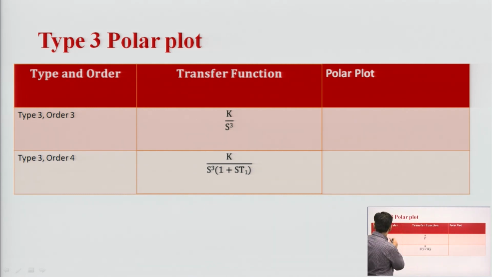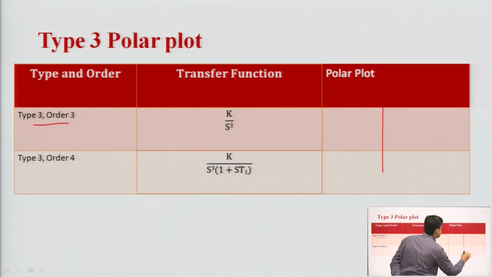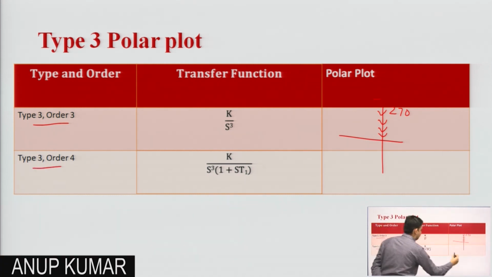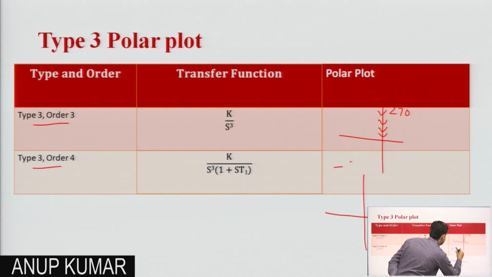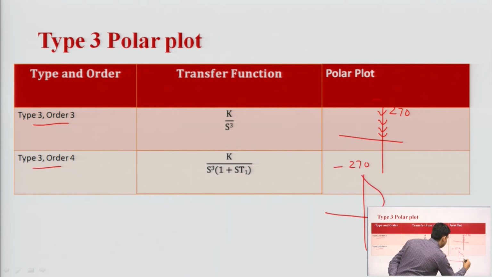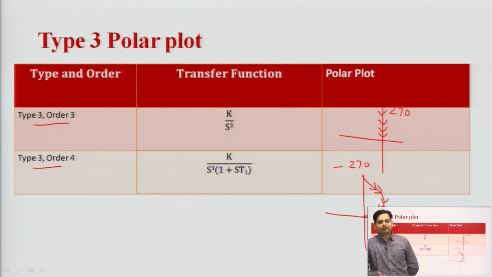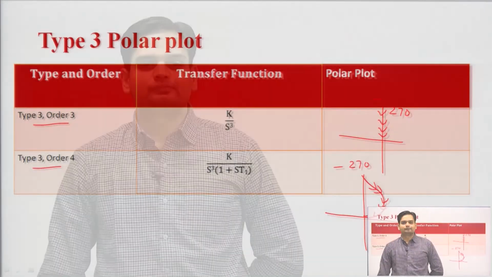In the same way, when you go for type 3 order 3, your polar plot starts from minus 270, and this will be the polar plot. When you go for type 3 order 4, the polar plot starts from minus 270 and it will terminate at minus 360. So, directly we are doing this without any calculation. This is basically the polar plot whenever there is no zero present in the transfer function and no pole lying in the right half plane. So, directly observing the transfer function, we can draw the polar plot.